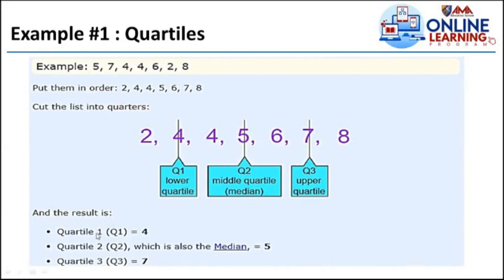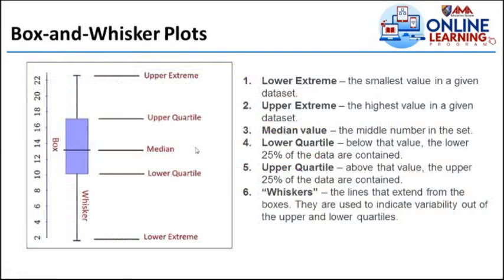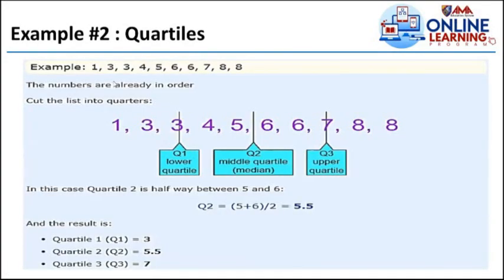And the result is quartile 1 is 4, quartile 2 is the median, which is equal to 5. Quartile 3 is equal to 7. Ito po siya. Okay? So, next, example number 2, no? Example: 1, 3, 3, 4, 5, 6, 6, 6, 7, 8, 8.